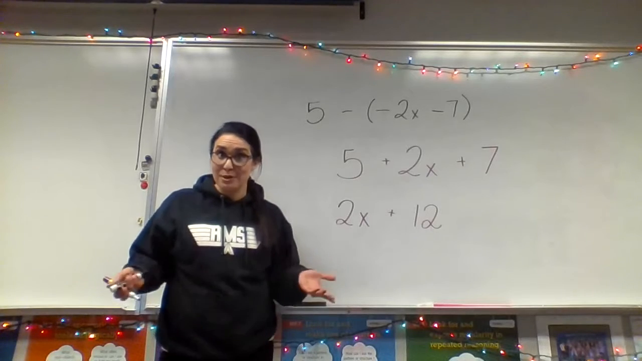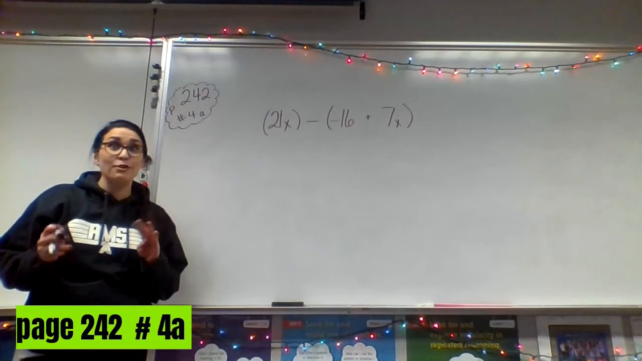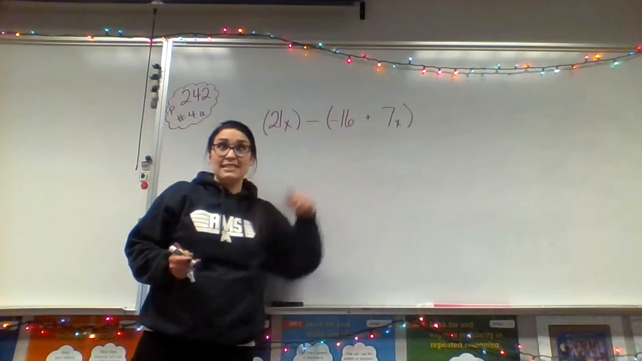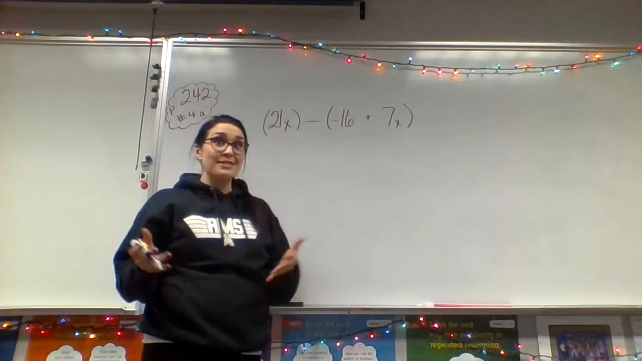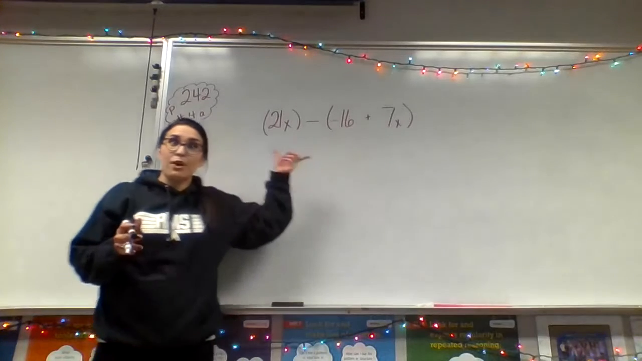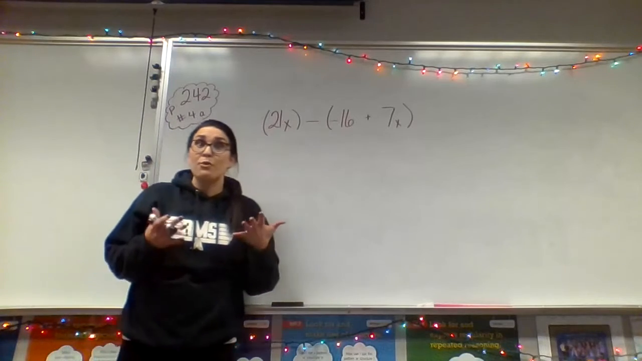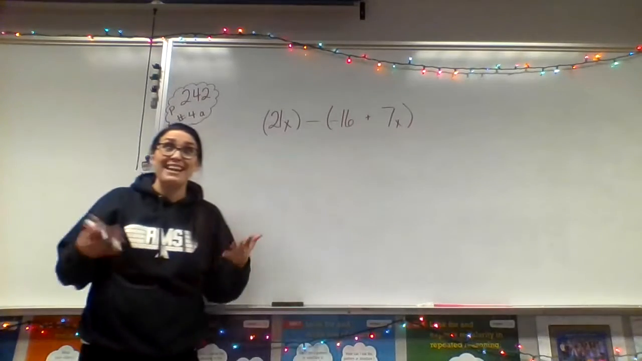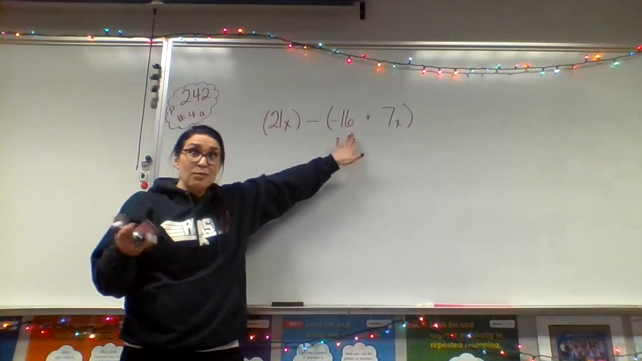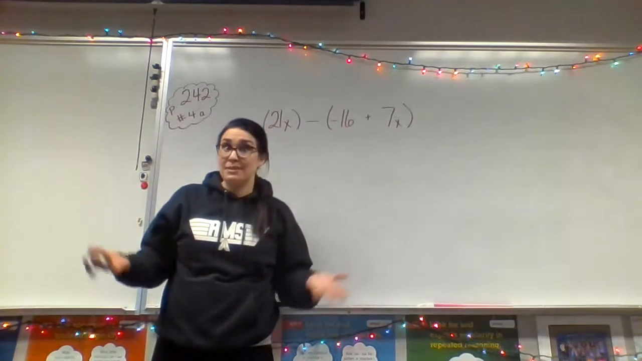Now let's look at some more examples from your book. So the first example that we're going to look over together is on page 242, and it's number 4a. So we have 21x minus a -16 plus 7x. But what we're going to do is we're going to use that distributive property with -1 to make all of this the opposite. Now remember, we're not going to do anything with this 21x. That's just going to stay the same. But when we multiply the rest of this, when we distribute that -1 to the rest of our expression, this is going to become addition. This will become just a positive 16. And then the opposite of addition is going to be subtraction.